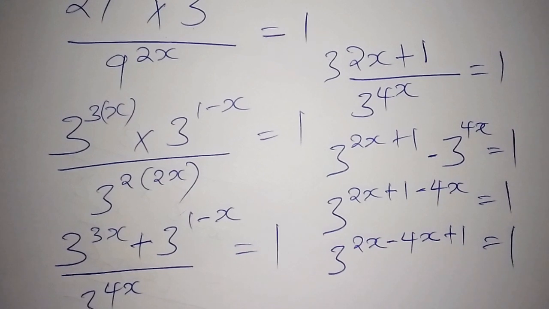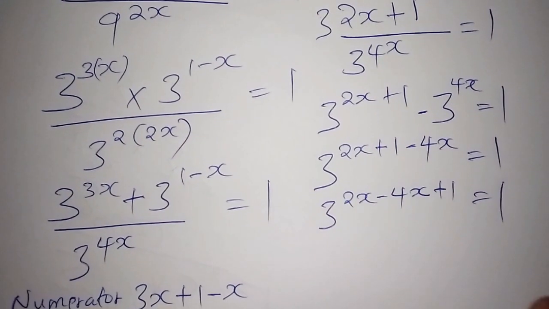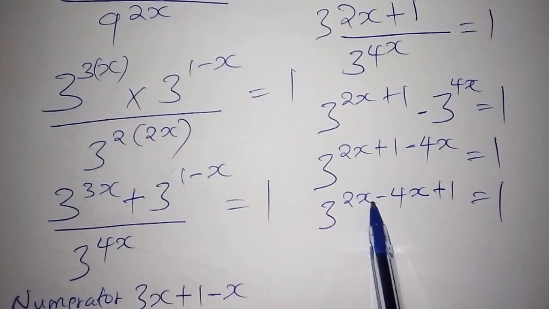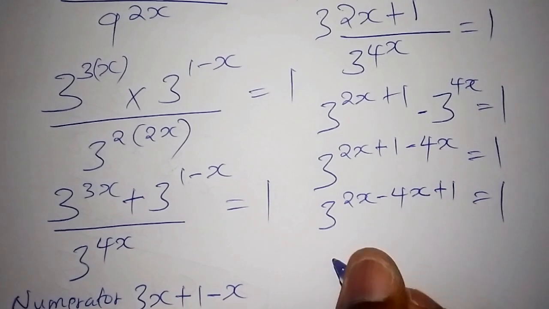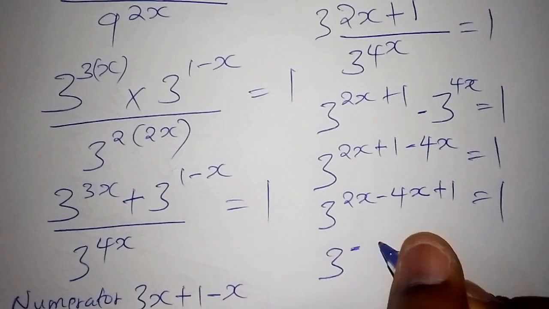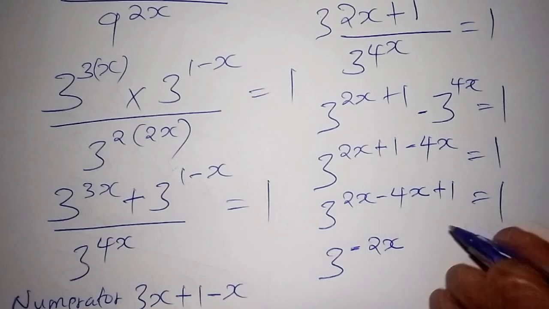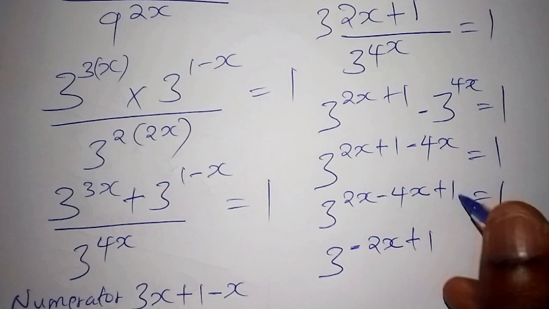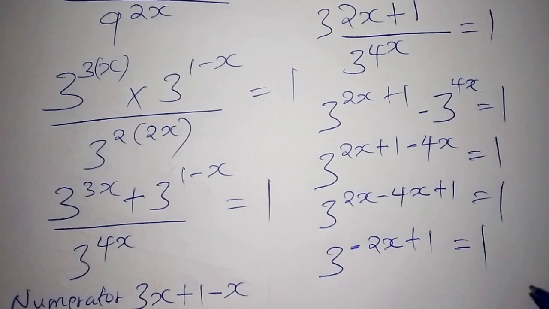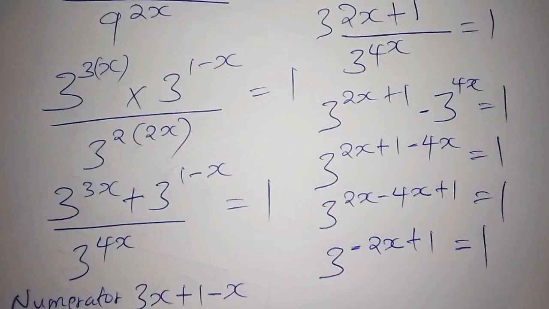So what's the next step? Our next step is to collect these ones. So 2x minus 4x is minus 2x. So we shall have 3 to the power of minus 2x, then plus 1. This one here is equals to 1. So let's now move next.